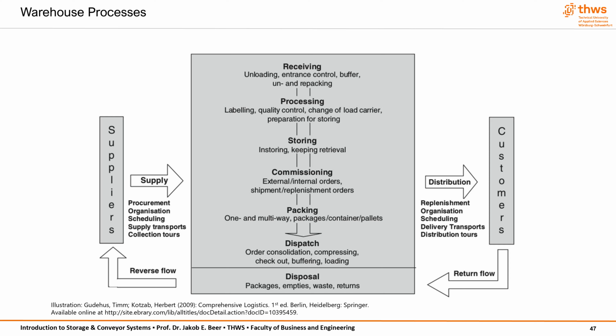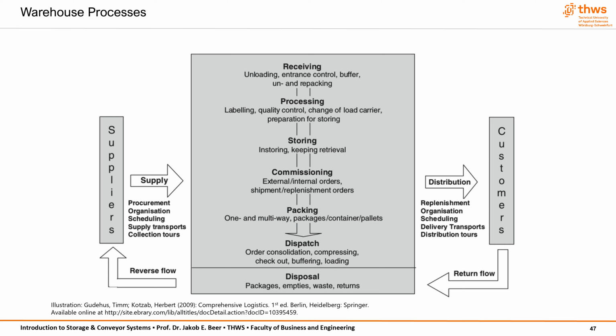Closely tied to receiving is the processing step. Processing involves labeling, quality control, and possibly changing the load carrier. For example, goods arriving on wooden pallets may be transferred onto hygienic plastic pallets for use in a food warehouse. Processing also includes preparation for storage. That might mean creating barcodes, assigning storage locations, or updating the warehouse management system so that downstream processes can find and access the goods quickly and efficiently.